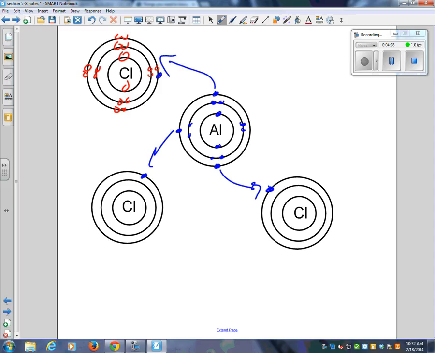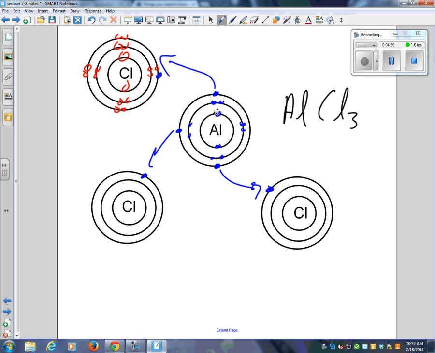What's the formula going to be? Well, clearly, how many Als do I have? 1. And how many Cls do I have? 3. So it's going to be AlCl3, right?